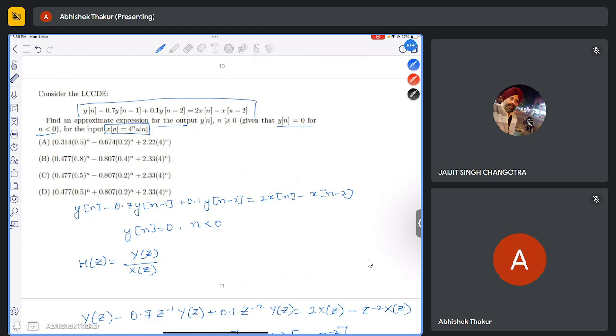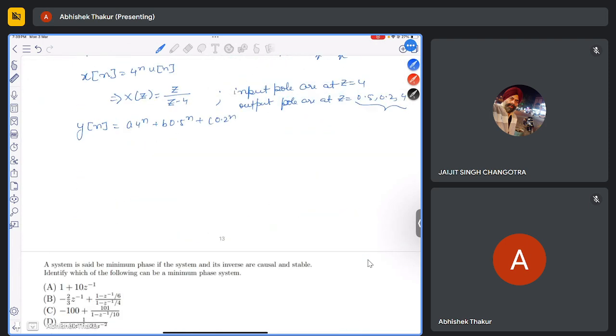Okay. So finally we will get a little lengthy question. We can write first here the equation: y of n minus 0.7 y of n minus 1 plus 0.1 y of n minus 2 is equal to 2x of n minus x of n minus 2. So we can substitute the value of y of n, that is a 4 to the power of n plus b 0.5 to the power of n.